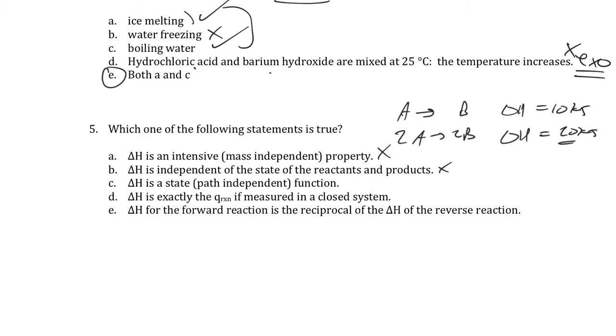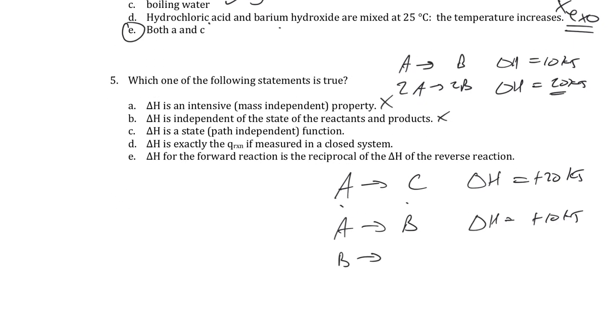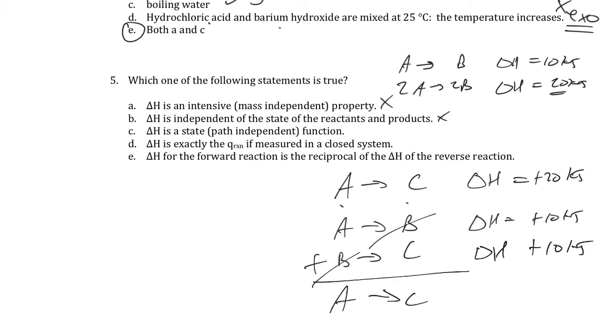Delta H is a path independent function. This is true. Now what this means is, imagine going from A to C, let's say it has a delta H of plus 20 kJ. So A directly to C, delta H is plus 20. If we have some other reaction where A goes to B, delta H is equal to plus 10 kJ, then B to C better have a delta H that's equal to plus 10 kJ as well, because when we add these up and B cancels, A directly to C must be the sum, which would be 20 kJ.